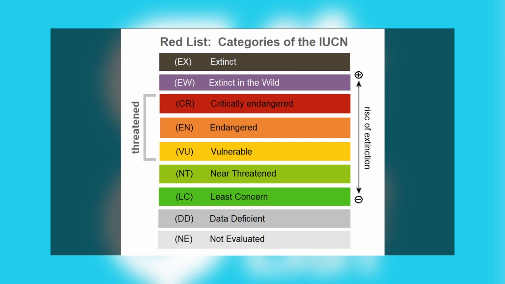Next, we have the endangered category, species at a high risk of extinction. Then we have vulnerable, species at risk of becoming endangered in the future. Then we have near threatened, species that could become endangered in the future. Then we have the least concern category, species that are not currently at risk. Then we have data deficient, species for which there is insufficient information to assess their conservation status.